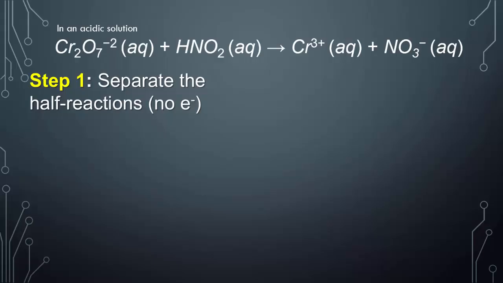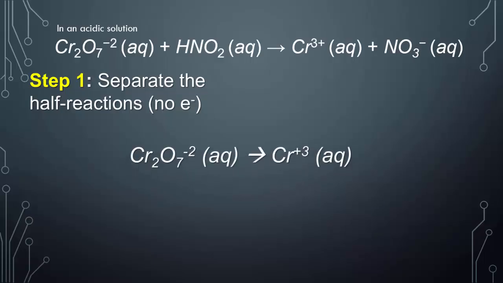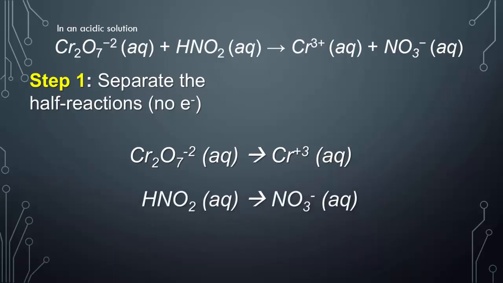In an acidic solution, you have dichromate ions mixed with HNO2, and they are producing chromium ions and nitrate ions. So the very first thing you have to do is separate the half reactions. We're noticing in our first half reaction, we have our dichromate breaking down and composing itself into chromium ions. In our second reaction, we notice our HNO2 is composing itself now into nitrate ions.